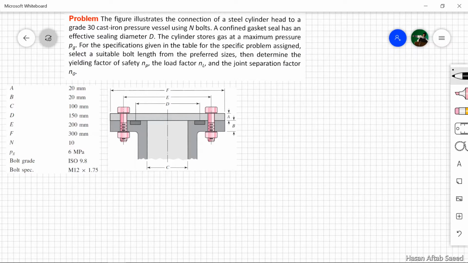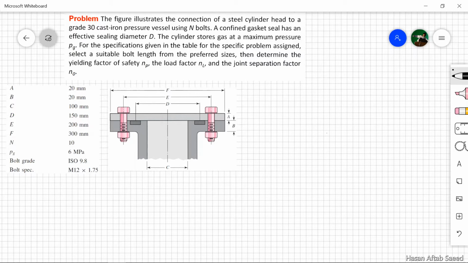Essentially, these bolts, which are 10 in number, are compressing this confined gasket to make sure that the internal pressure is maintained and the gas doesn't leak. And the dimensions are all given. We are supposed to find out the size of the bolt for this, and also the safety factors: yielding factor of safety, load factor, and the joint separation factor.